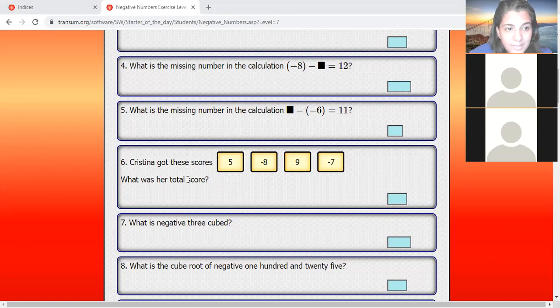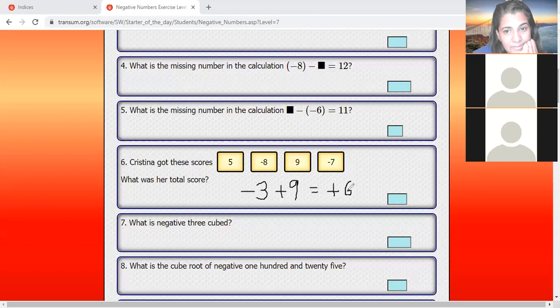Where is the score, guys? Do it mentally. 5 plus negative 8. So from 5, you go down 8. You get negative 3 here. Yes or not? From negative 3, plus 9. Where would I get? Positive 6.